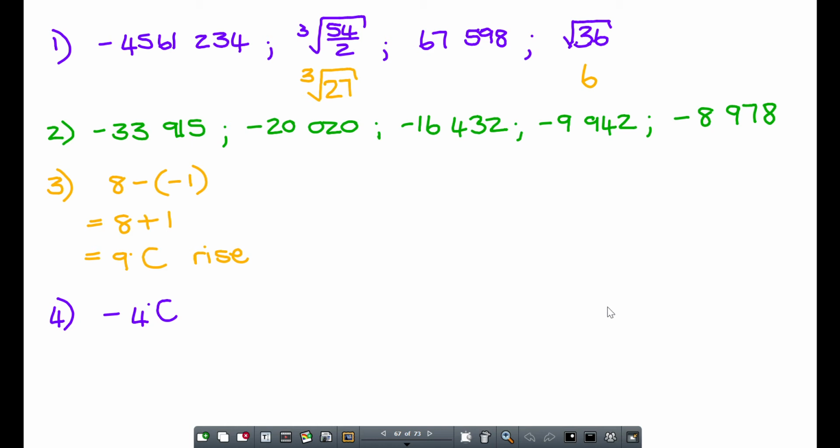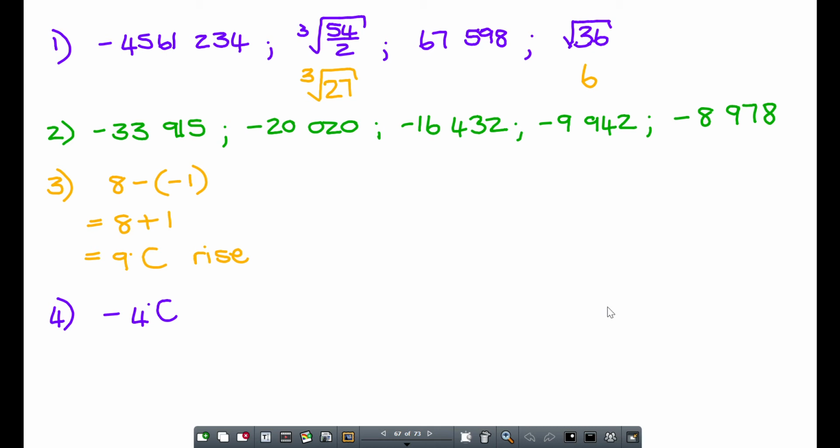Number 2, write the following numbers in ascending order. Now, ascending means start small and then we go to the biggest number. Right, but these were all negative numbers. Now, because they're negative, remember, the further a negative number moves away from the 0, the smaller it gets. So if I want to start with the smallest number, I've got to go for the number furthest away from 0, and that would be minus 33,950. Okay, and then we move closer towards the 0. So that's why I end with minus 8,978. You guys good with that?